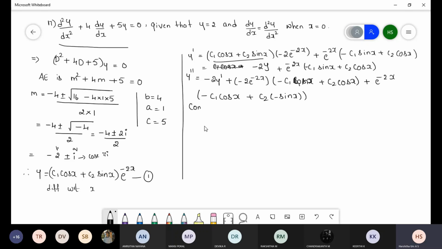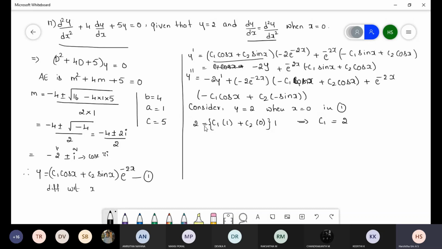Now they have given, consider y is equal to 2 when x is equal to 0 in equation 1. So y is equal to 2, x is equal to 0 means C1 into cos 0 is 1, C2 into sin 0 is 0, e power 0 is 1. So we got the value C1 is equal to 2.